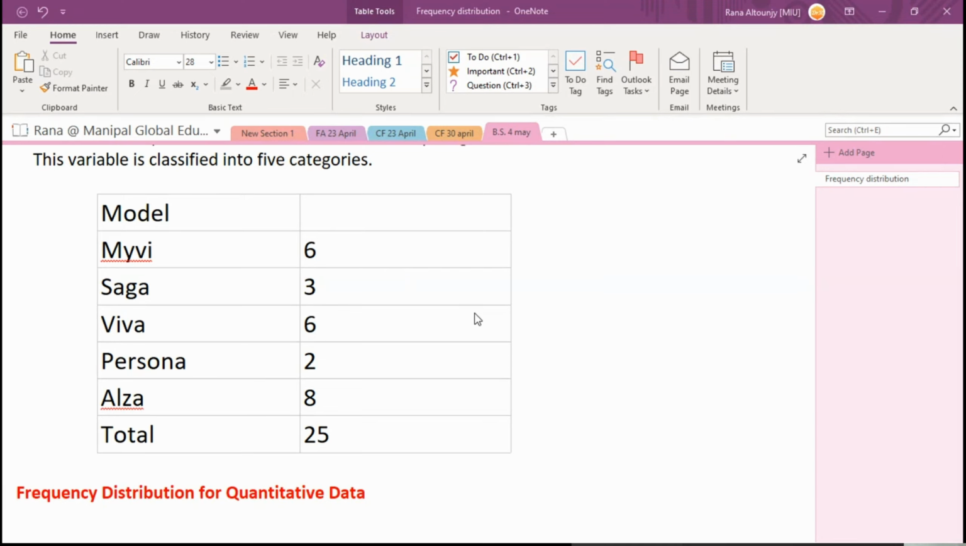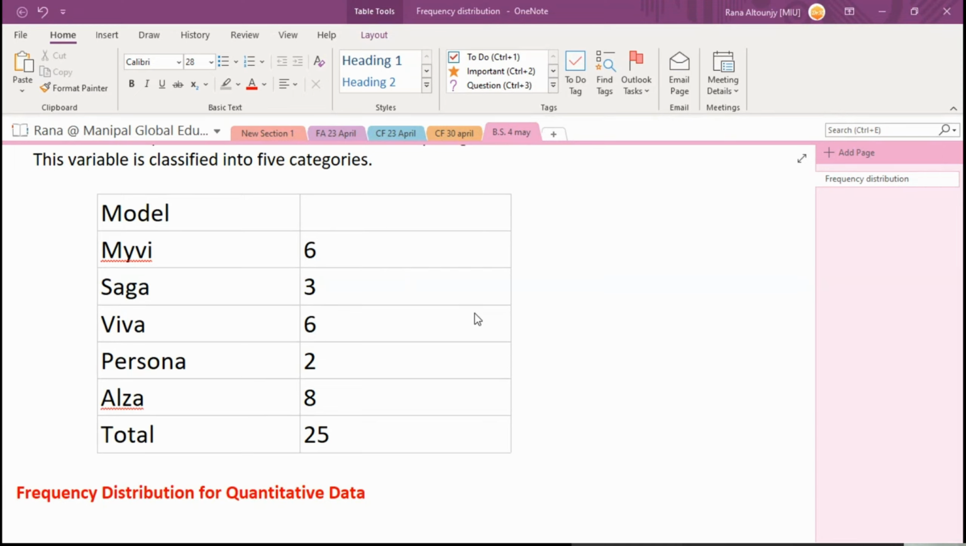Now we want to talk about frequency distribution for quantitative data, which is numbers. The frequency distribution for quantitative data also requires us to group our data and put it into classes. So the frequency distribution for quantitative data lists all the classes and the number of values that belong to each class. Data presented in this form is called grouped data. Let me show you. In our example here, this is called grouped data.